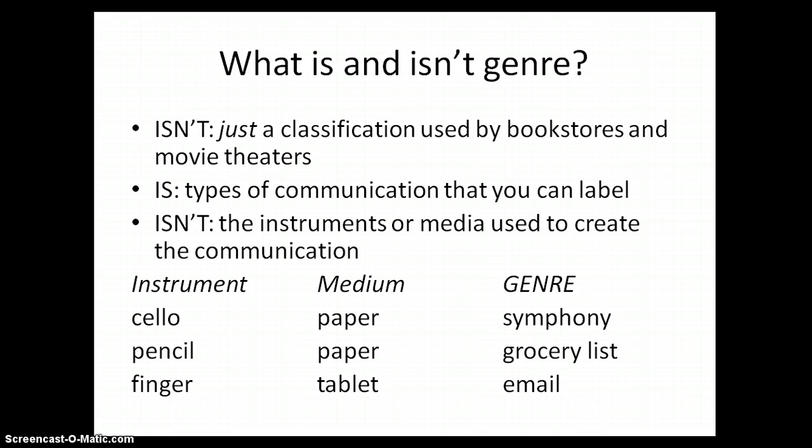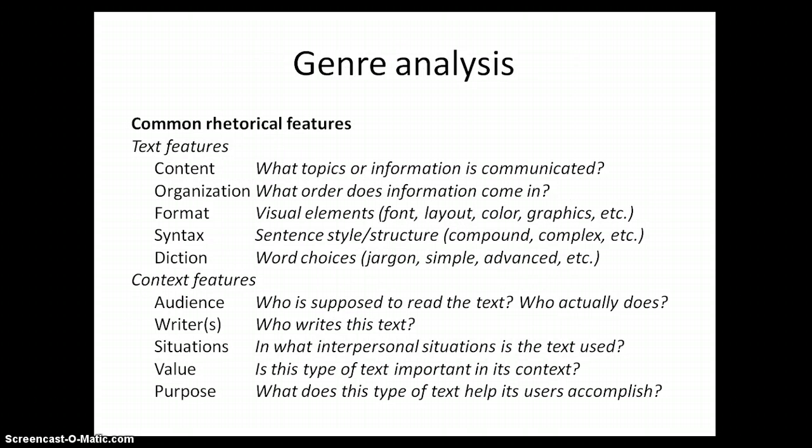So let's look at some of those parts of genres or aspects of genres that I want you to be familiar with. This is on the handout too. So, what are some of the common rhetorical features of genres? Some easy ways to describe almost any kind of text. I've broken this down into text features and context features. So the text features focus on what's actually there in writing. The context features focus on the social context in which the writing is used.